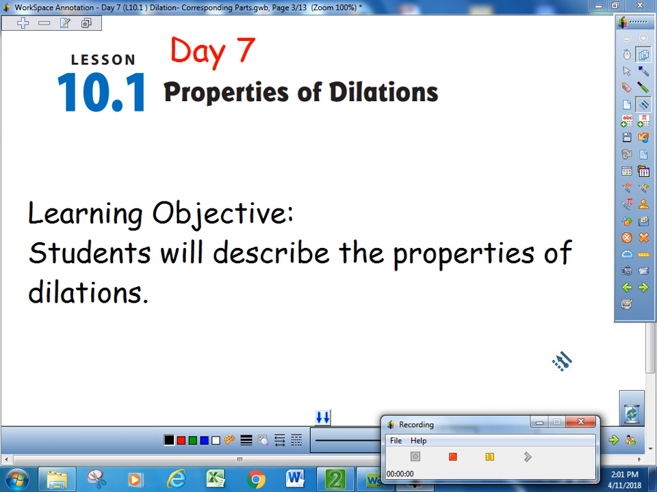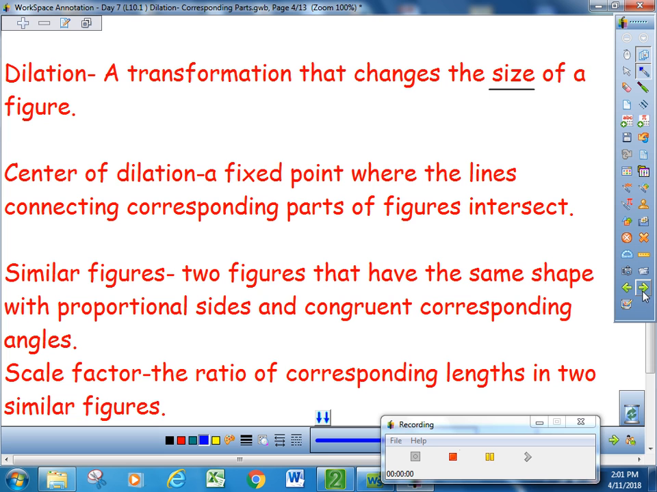Hi students. Today we're going to be talking about dilations. This is the last transformation that we will be learning. So you need your notes out, your spiral or a piece of paper, something to take notes on. There's no note sheet for today. So we are just going to look at some of the properties of a dilation.